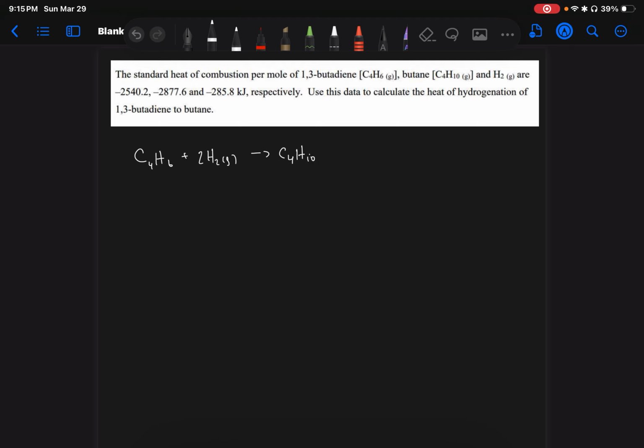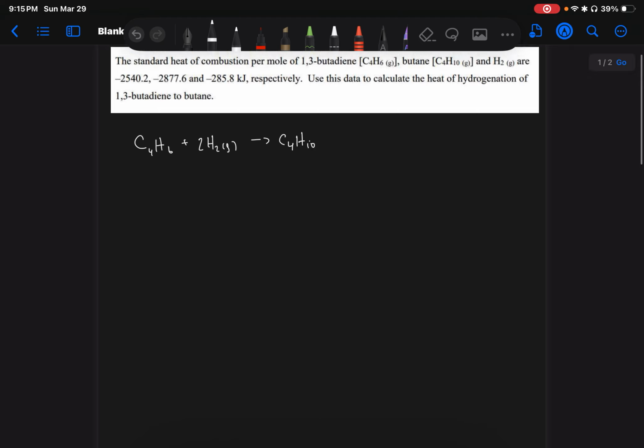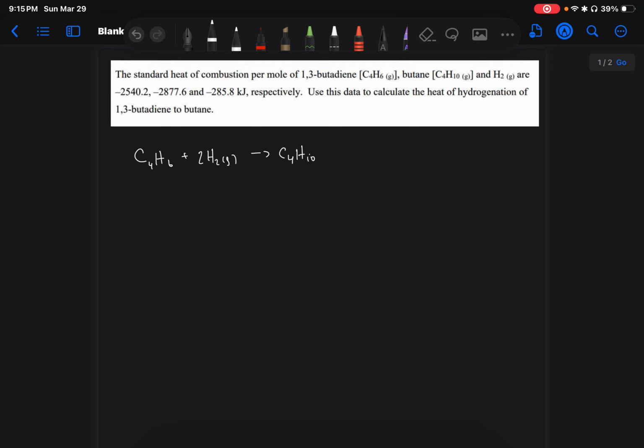Okay, so now this is the reaction that we need to create from the three combustion reactions that we're provided with. So you know that a combustion reaction is just plus O2 equals CO2 and H2O. So here we'll do the first one, C4H6 plus O2. I need to balance this stuff.